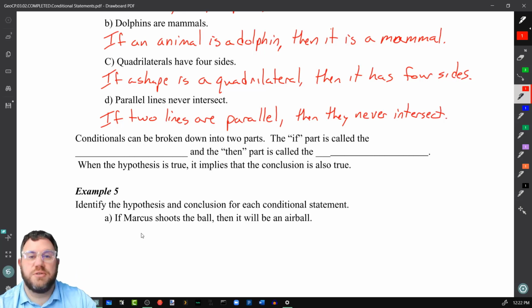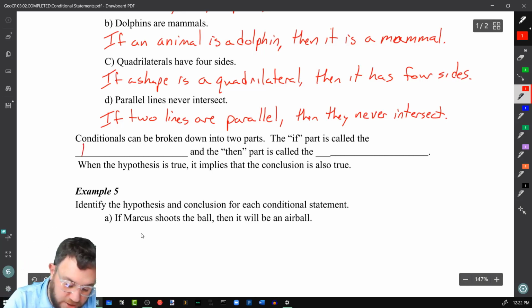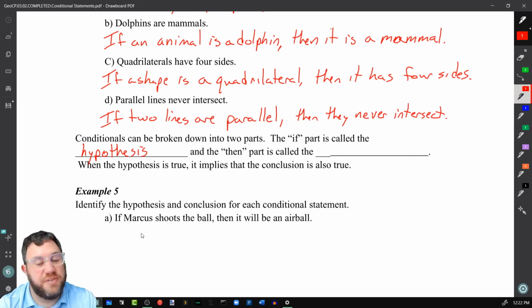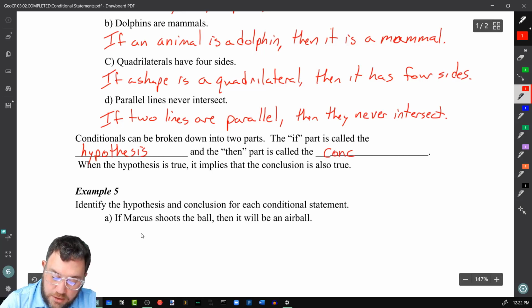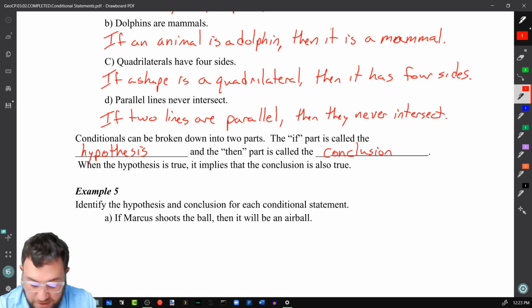Now, conditionals can be broken down into two parts. This is the cause and effect type of thing. The if part is called the hypothesis. This is the same word you used in your science classes, but it has a different meaning now. The then part is called the conclusion. It is the same word you use in your English classes, but it has a different meaning now. So your hypothesis is the if part, your conclusion is the then part.